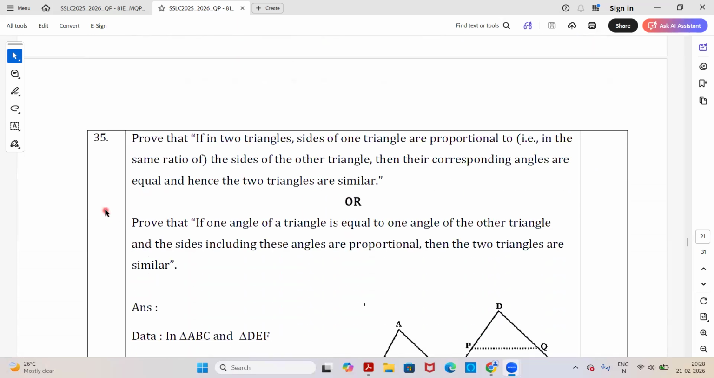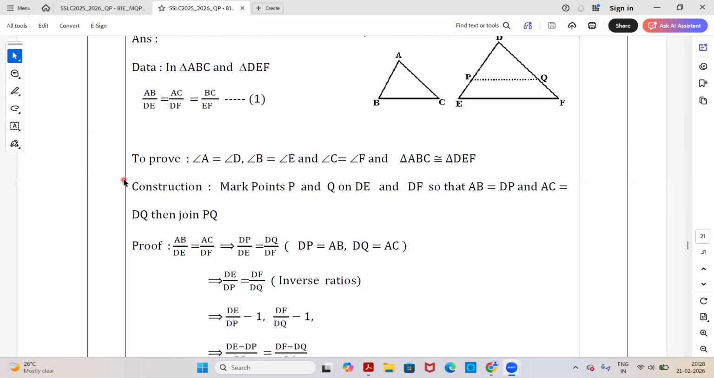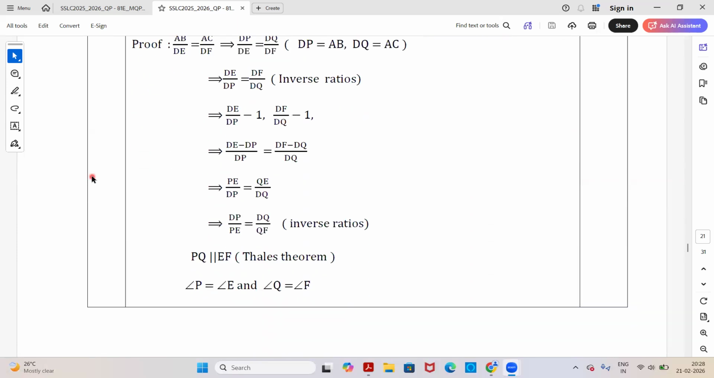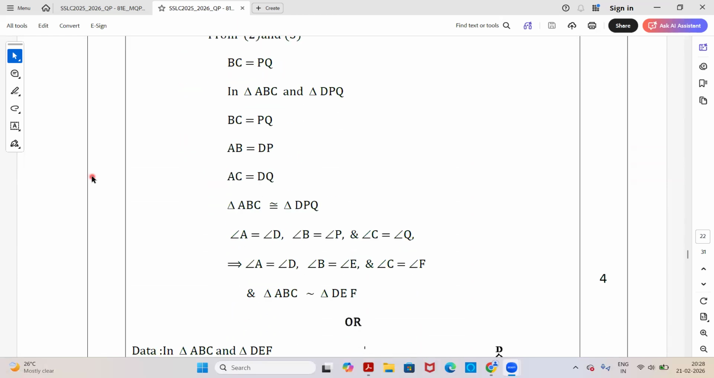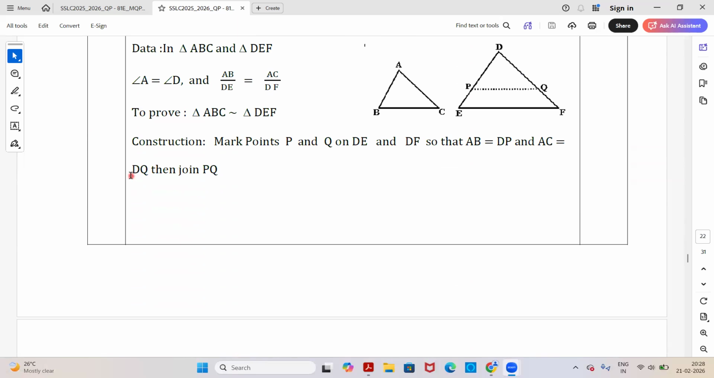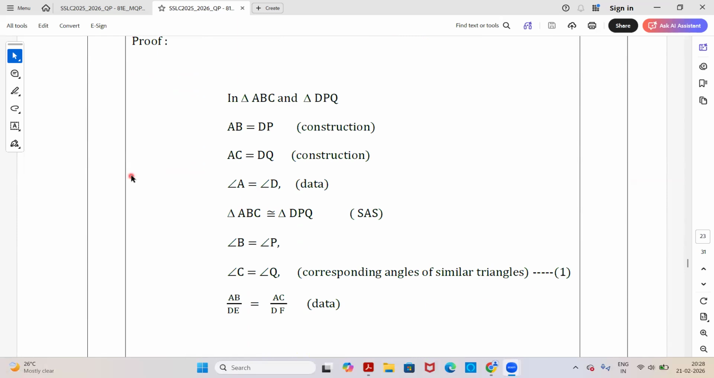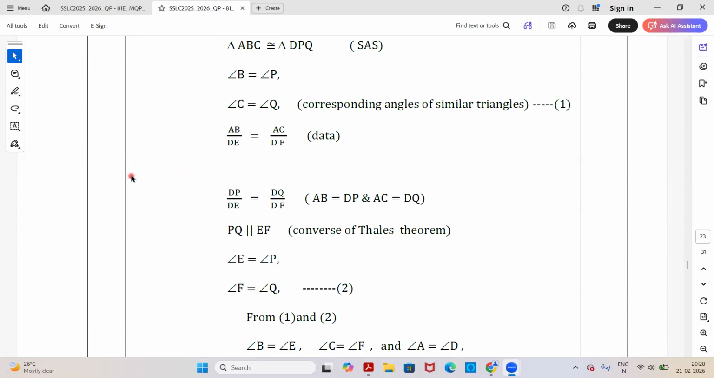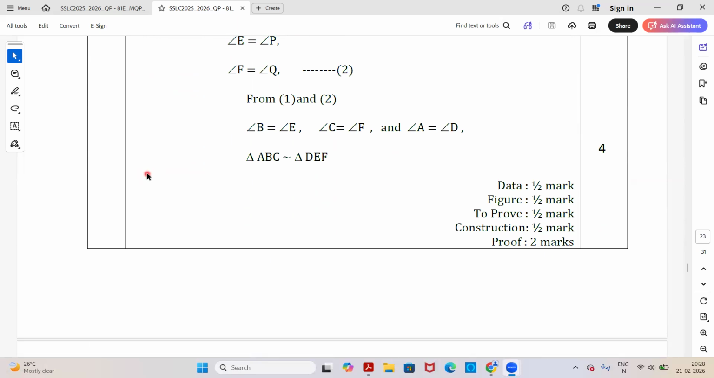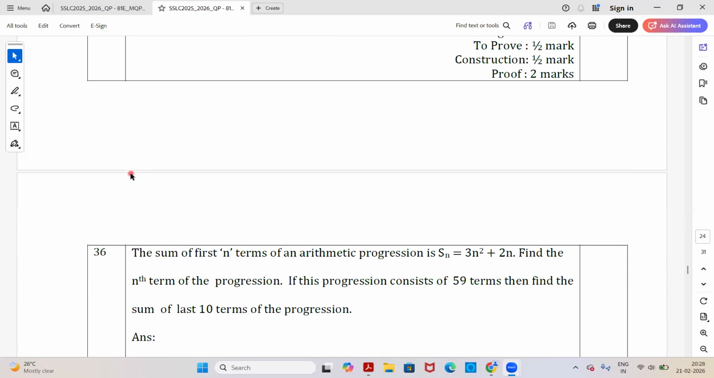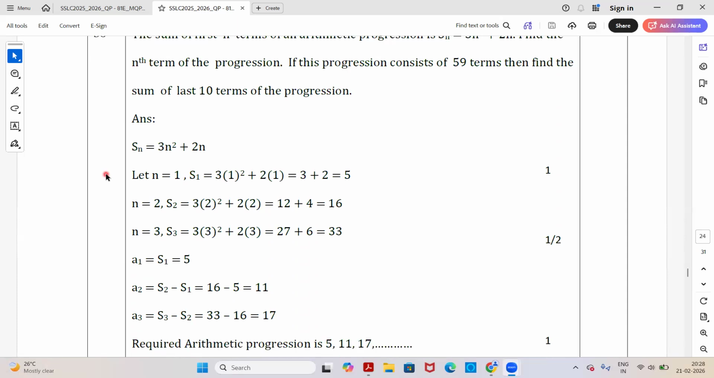Moving to next question, 35th, you have again option questions here. And the answer is also shared over here. So from here, it's your second answer, second solution for the second question. Wherever it needed, again, you can pause the video and you can solve the sums. Next, 36th question, arithmetic progression question, and then the answer is given here.